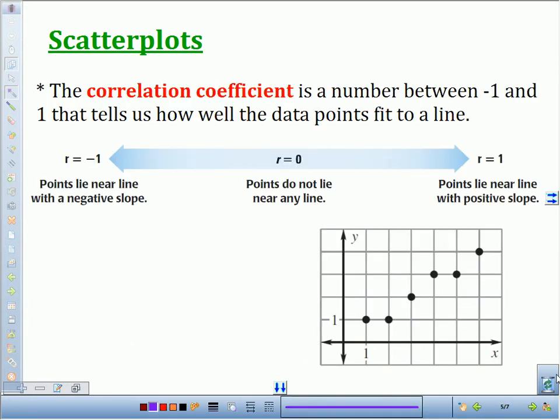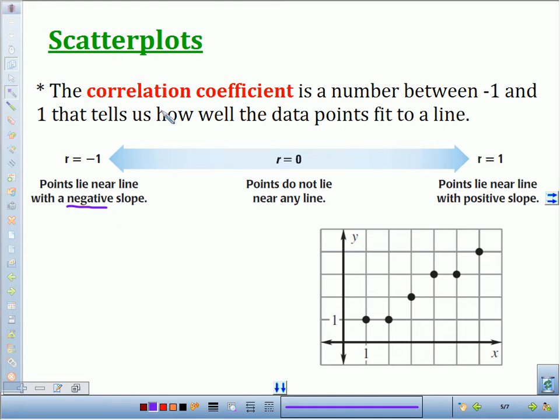Now, scatterplots have what's called a correlation coefficient. It's a number between -1 and 1, and it tells us how well the data points fit to a line. We start at -1, and a correlation coefficient of -1 means that our points do fit pretty well to a line. They are very close to being in a straight line. But that straight line is negative. It's a negative slope.